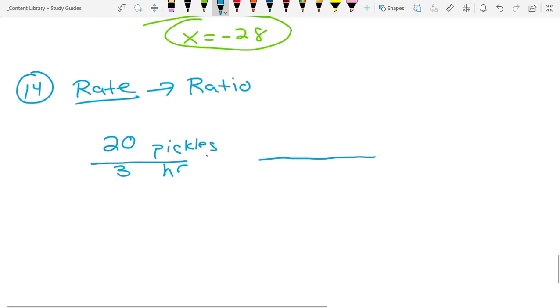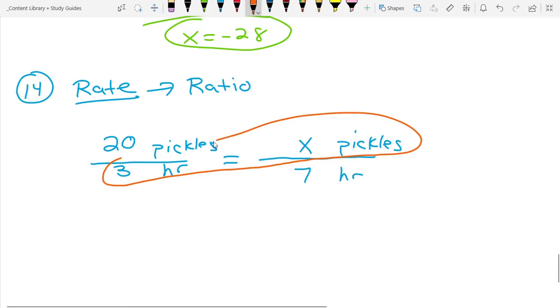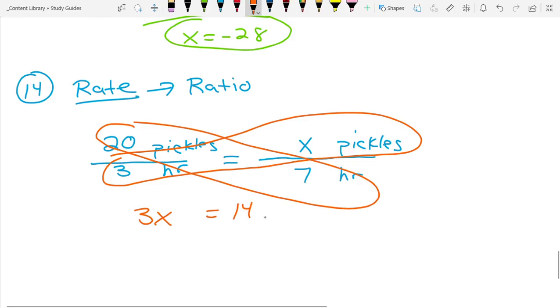Then they say, well, how many pickles? So we don't know the pickle number for the second scenario, but they do tell us the hours, 7 hours. And notice how I kept my label. Since I put pickles on top of this one, pickles goes on top over here as well. So we have our two fractions that equal each other. So we're going to cross multiply again. So 3 times x is 3x. 20 times 7 equals 140.